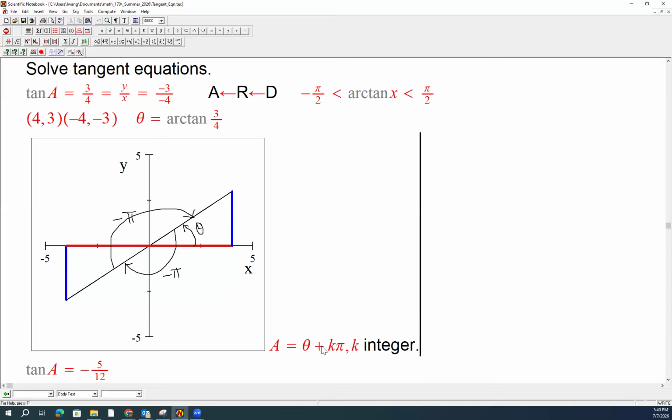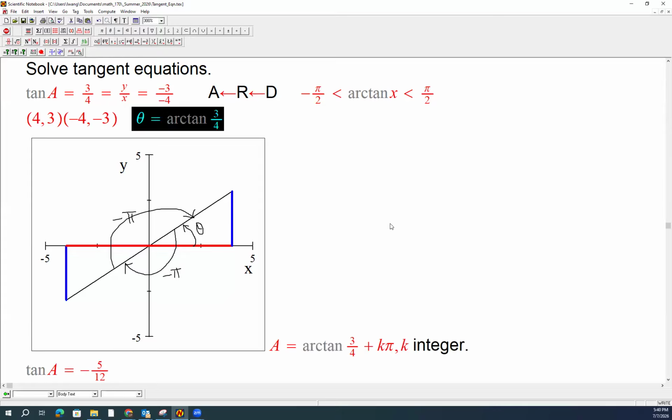Or you can also replace theta by arctangent of 3/pi. In that case, you don't have to introduce theta, and we're done, and we're finished. Okay, so that's how to find the solution to a tangent equation.